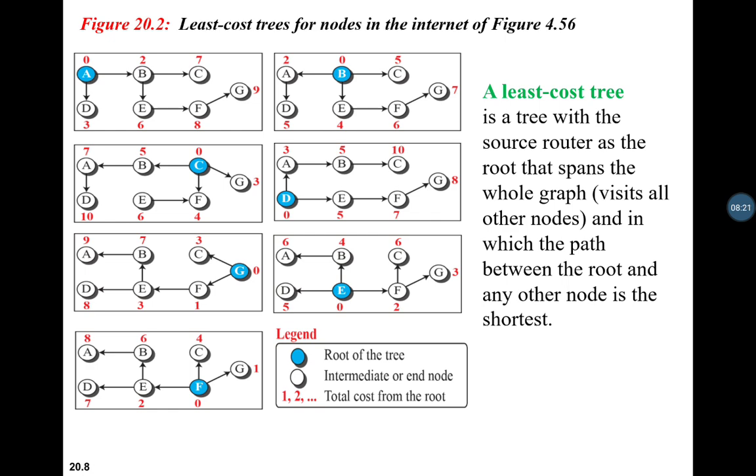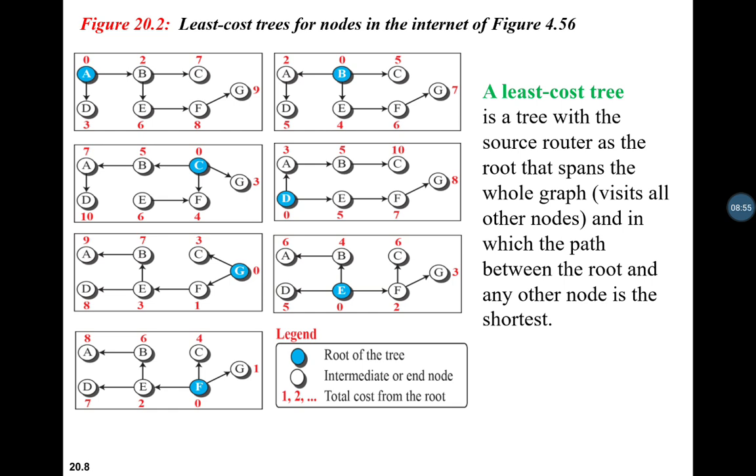So what is a least cost tree? It's a tree with the source router as the root that spans the whole graph, and in which the path between the root and any other node is the shortest. So the distance between the root node and any other node is the shortest. It is said to be the least cost tree. It is a tree with the source router as the root that spans the whole graph. That means visit all the other nodes.